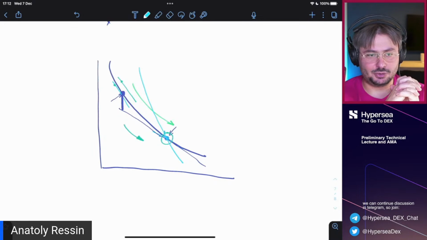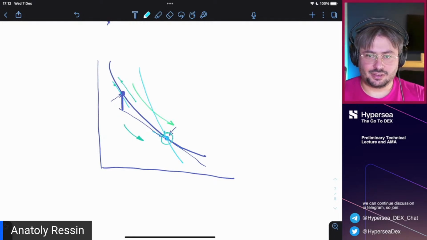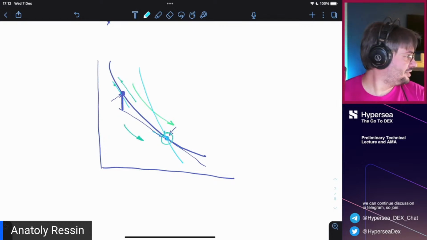Only a user trade can change the arbitrage opportunity, and we have a sophisticated model for how to do it. We solved an equation.